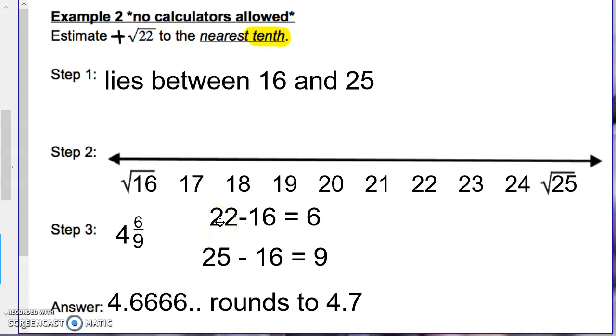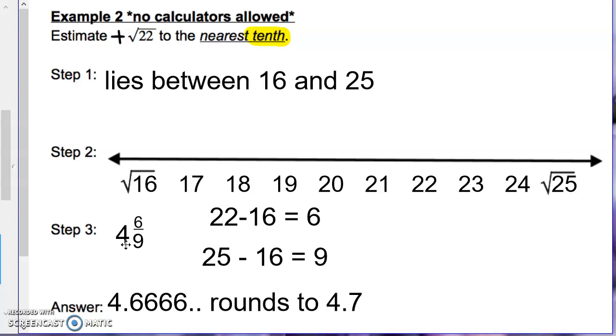Example 2 says estimate the square root of 22 to the nearest tenth. First thing, just like before, I had to figure out what two perfect squares this number falls between. And 22 falls between 16 and 25. If I fill out my number line like this, I see the square root of 16 would be 4, the square root of 25 would be 5, and these numbers in between would be getting closer and closer to 5, where this one would actually turn into 5. Because 22 is in between here, my first number is going to be 4.